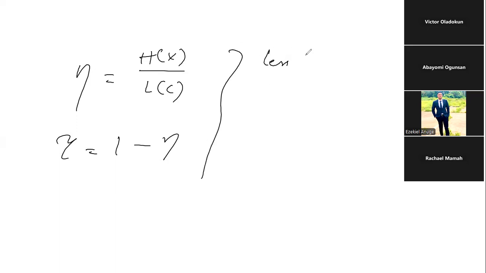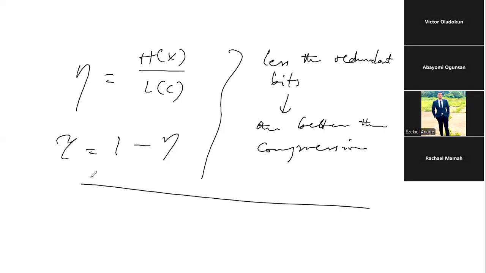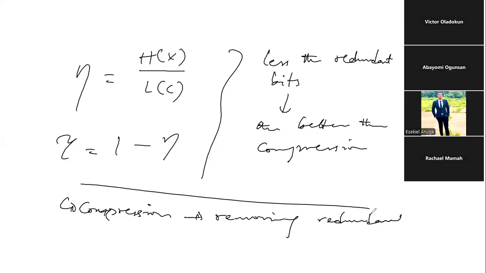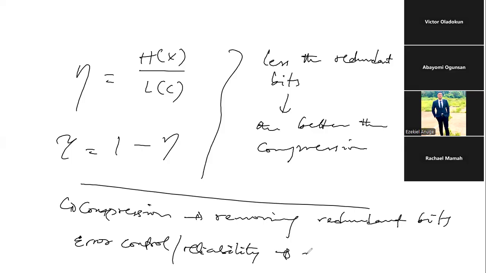So the fewer the redundant bits, the better the compression. And that is why we say that we achieve compression by removing redundant bits, and then we achieve error control, or transmission reliability, by adding redundant bits. Does that make sense? Does this make sense before I move on?